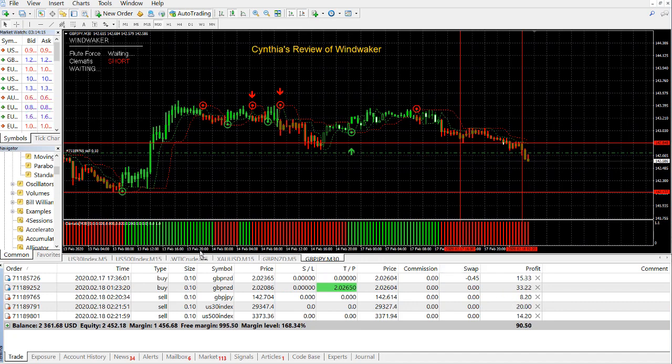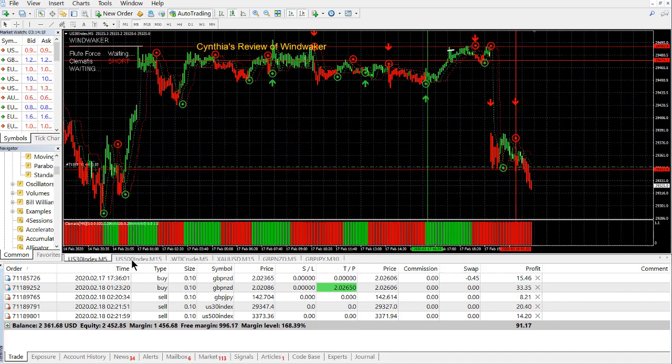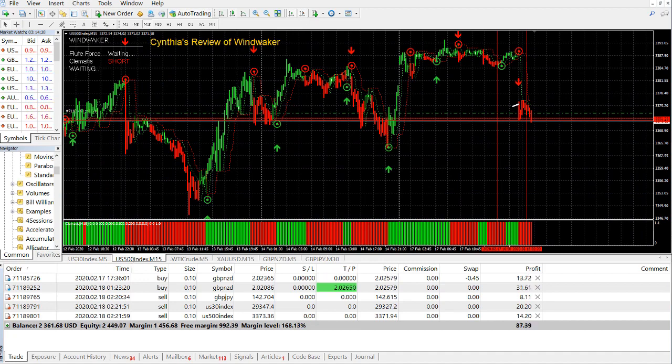But the best trades so far are the US 30 and the US 500, and they're doing pretty good. Oh, the pound New Zealand dollar, that's doing really good. So I'm doing great on these trades.